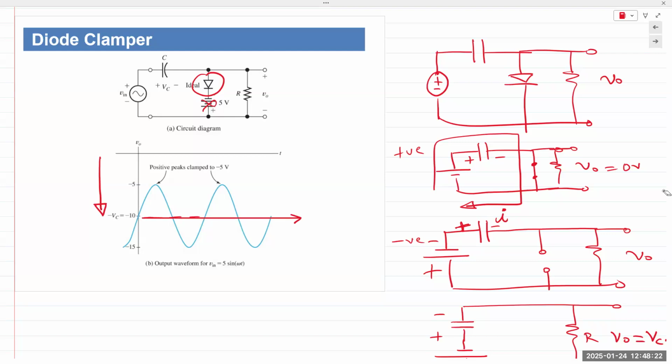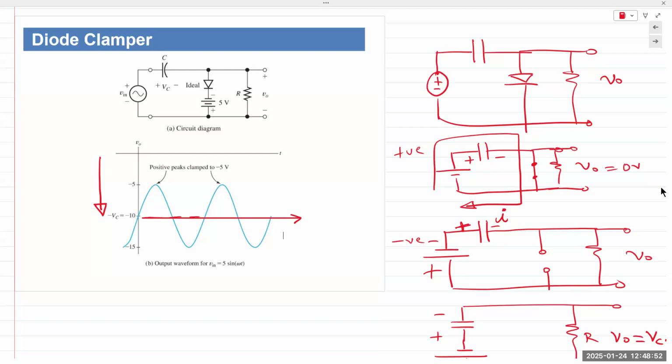So the reason it's 10 volts is because we are applying a 5-volt battery in series with a diode. But in a simple clamper circuit, you have a capacitor and a diode. One half cycle, the capacitor charges. The next half cycle, the diode turns off, so the entire capacitor voltage is now available at the output. And that's the basic operating principle.